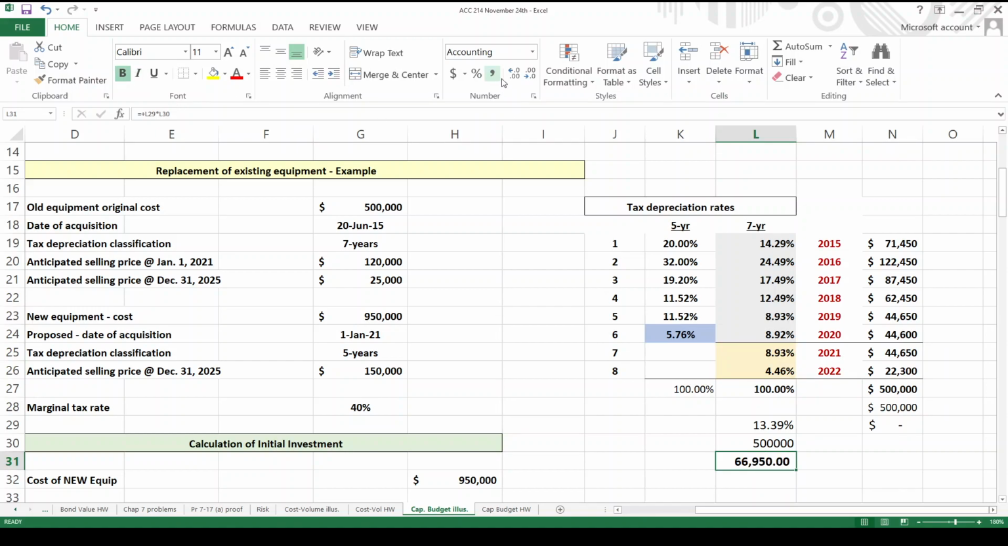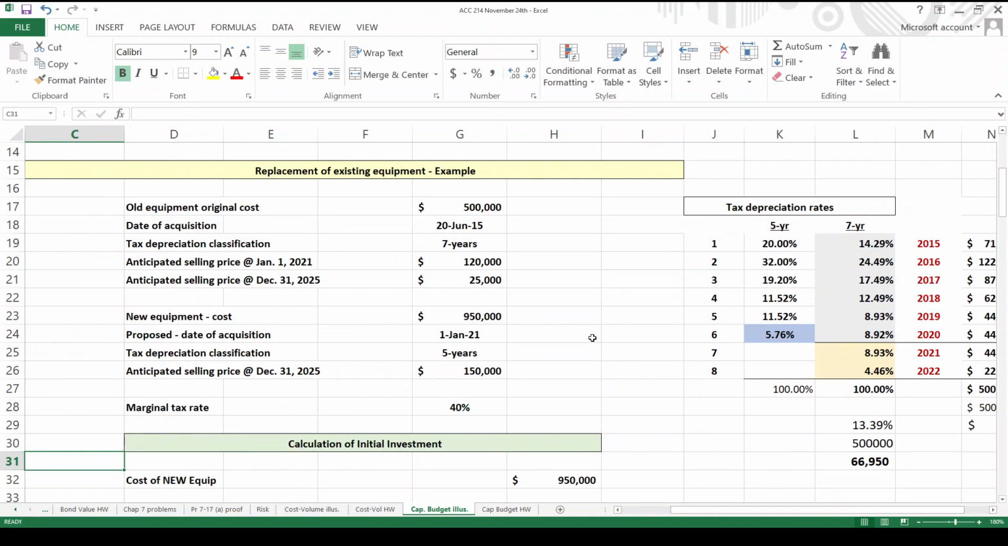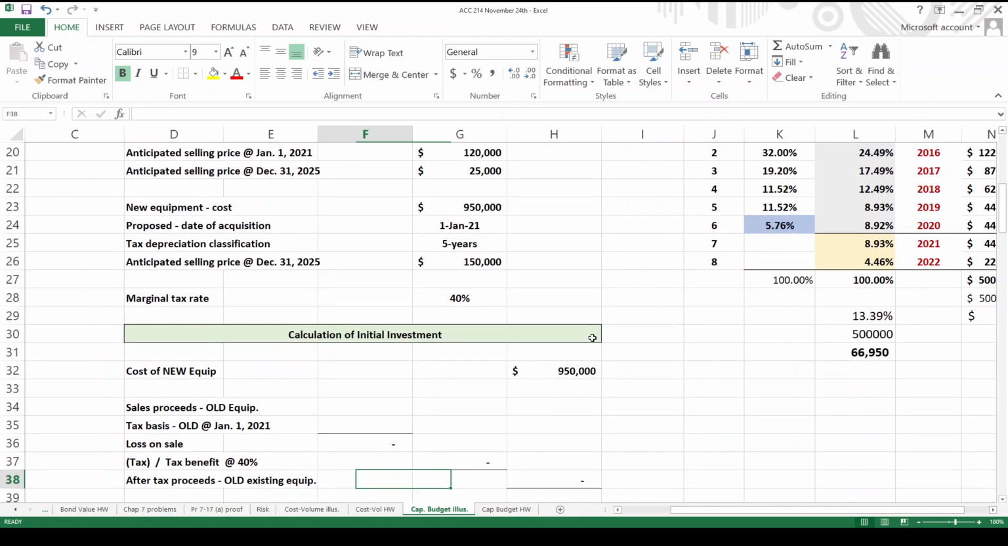And we're going to say, all right, now what if we sell this equipment on January 1st? Well, we're going to compare what we got for the old equipment to this number here, and that's going to determine our gain or loss. All right, so let's go over here. How much did we sell that equipment for? Looks like 120K, yeah? All right, so this is the way I do it. This is my way of doing it. There are other ways.